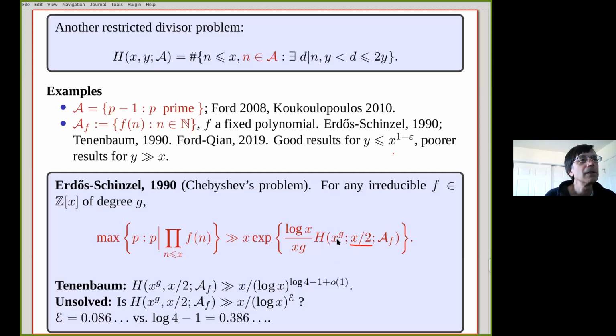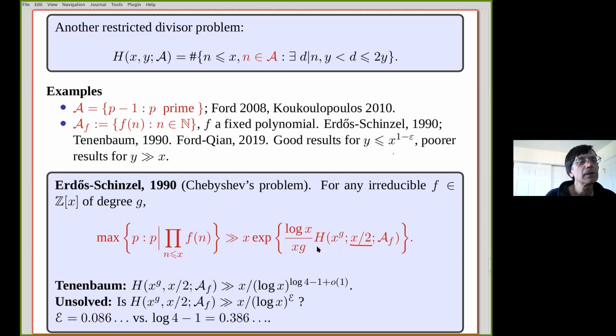So g is the degree of the polynomial for this problem. And so we need y of size x.